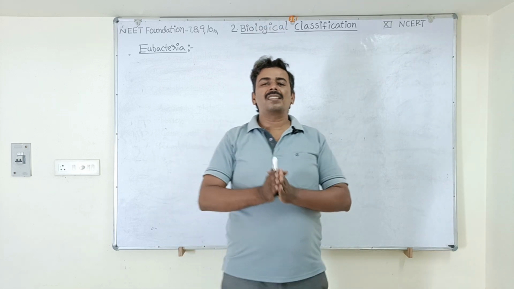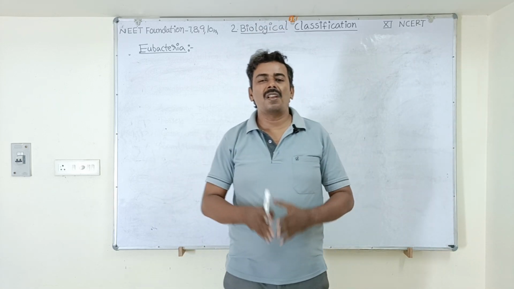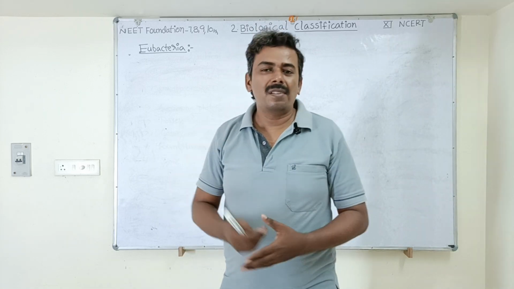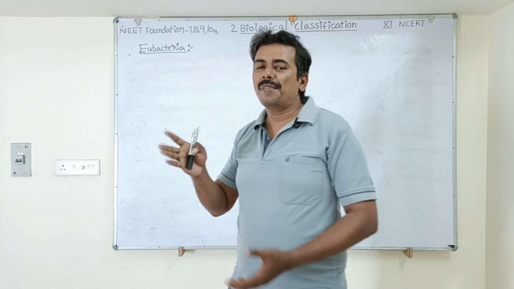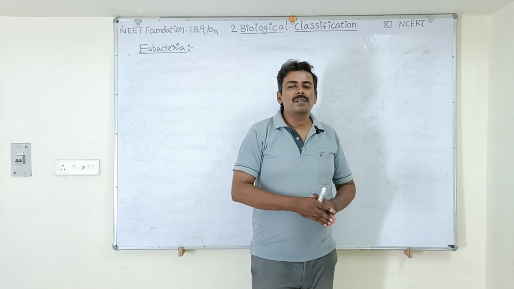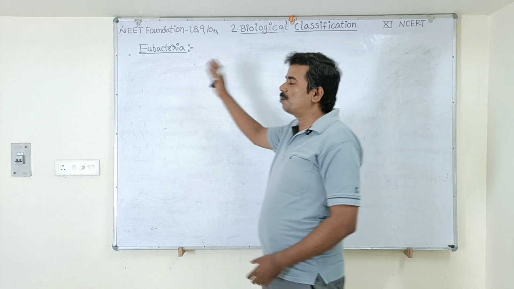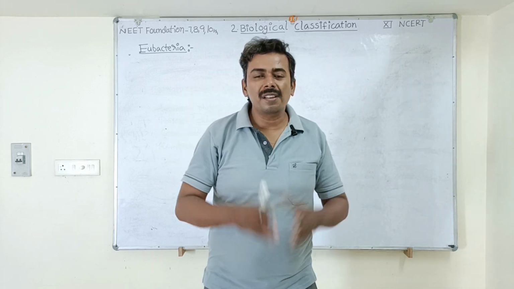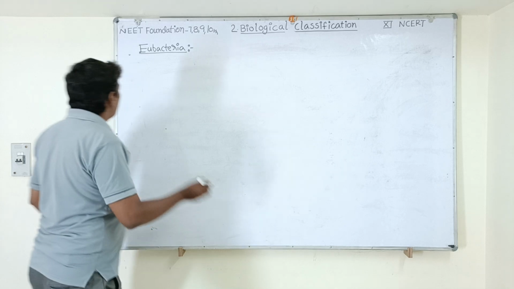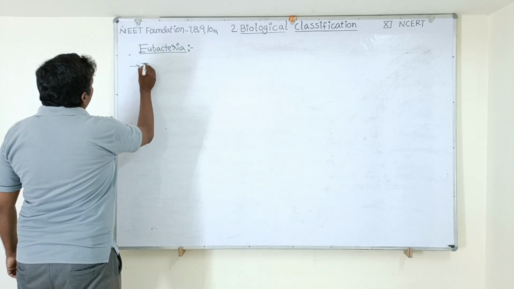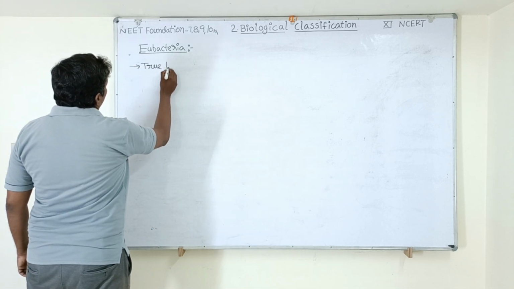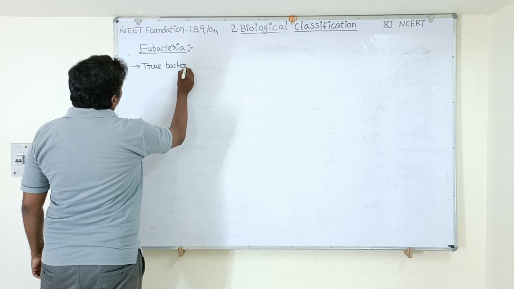So in the last class we have discussed the classification of kingdom Monera, where we discussed Archaebacteria and Eubacteria. So today we are going to start discussing in detail about Eubacteria. So what are Eubacteria, students? Eubacteria are nothing but true bacteria. True bacteria. Why are they called true bacteria?